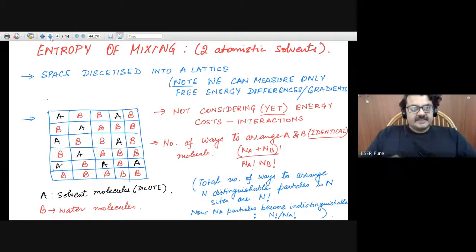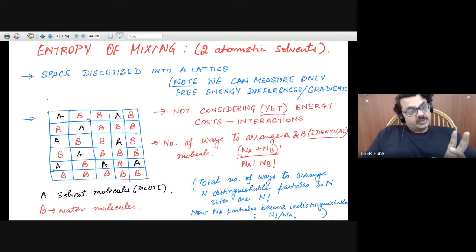So first, let's discuss in today's lecture the entropy of mixing of two atomistic solvents, where the constituent molecules are basically of the same volume. First of all, we discretize space in a lattice. Suppose the entire volume where the solute and the solvent are, the entire x, y, and z direction, the phase space, if you like. Well, we are talking only of configuration space XYZ, not momentum. So the phase space is discretized into a lattice.